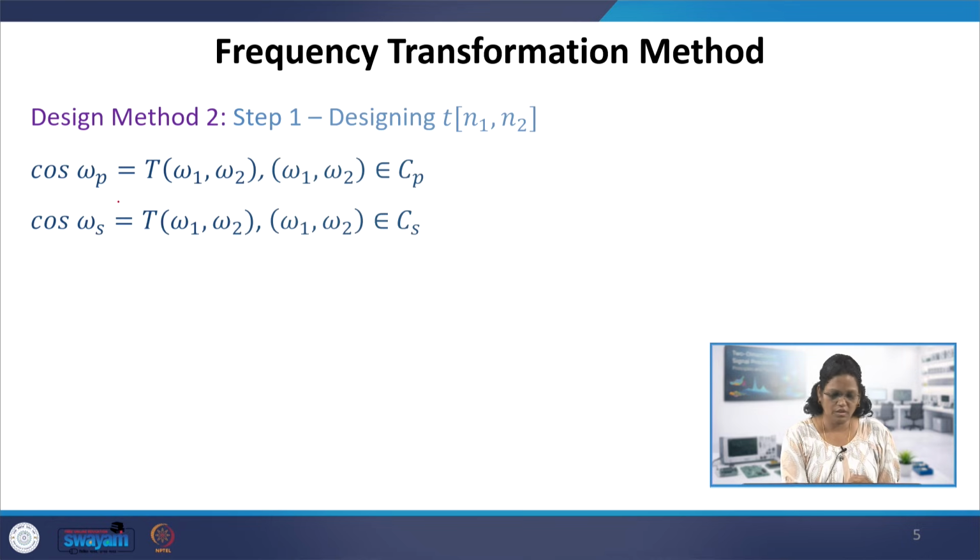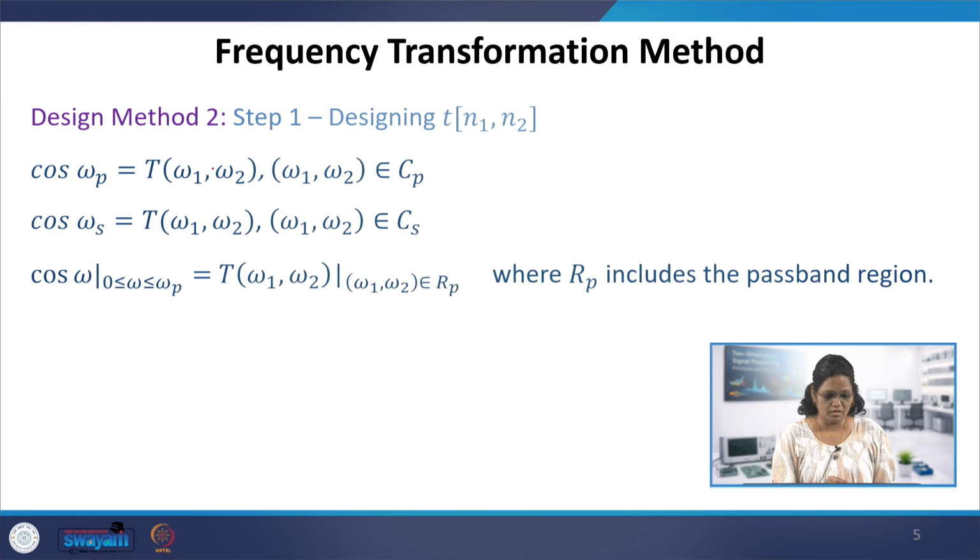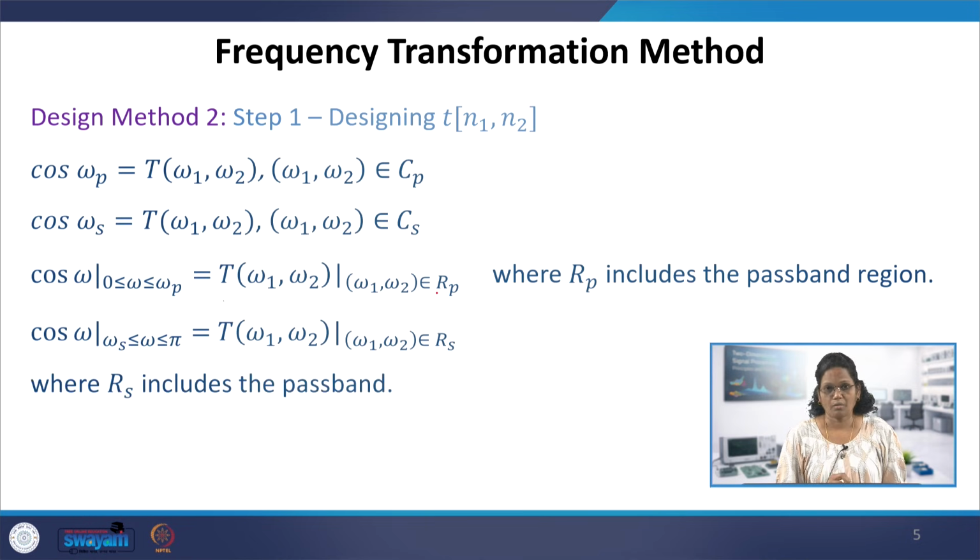So this is the assumption we had taken in the previous example also, and we have considered this known in the previous design method. So now cos omega, for the omega p region, that's the pass band, is T of omega 1 omega 2, also having omega 1 omega 2 in the region of support, the pass band, which includes RP, that is the pass band region. And in the stop band omega s to pi, where cos omega varies from this to this, T of omega 1 omega 2 also has the region of support RS, omega 1 omega 2 belonging to RS. So RS includes this band, which is the stop band actually.